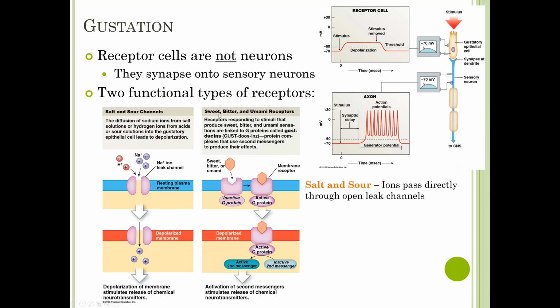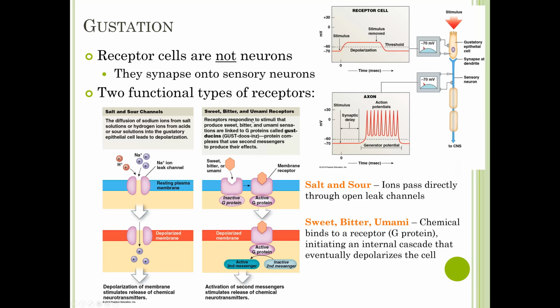The three other major types of receptors, and we're not talking about water. Water receptors are actually aquaporins, so we're not going to discuss those in any great detail. But your three other tastes are sweet, bitter, and umami. In these cases, the chemicals bind to a receptor that's a G protein. This initiates a cascade inside the cell, which will eventually depolarize the cell, which will cause an action potential in the sensory neuron. So for these three taste sensations, you can think that they work very similar to the way that olfaction worked.